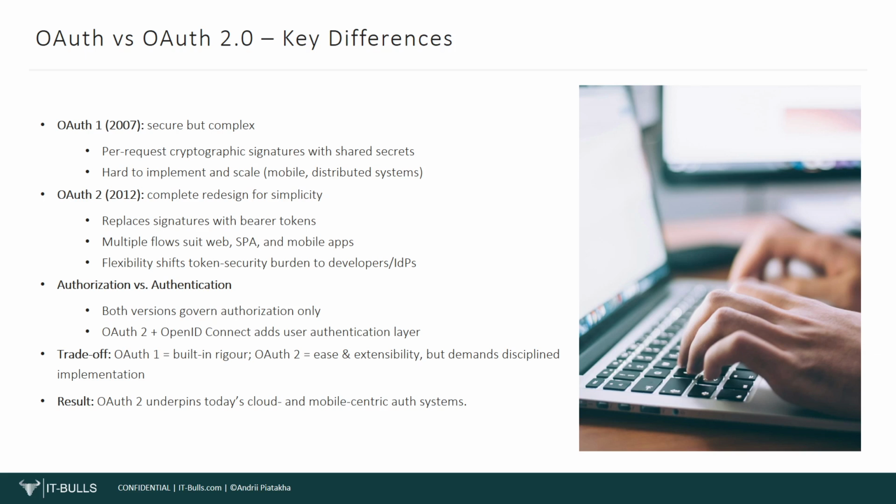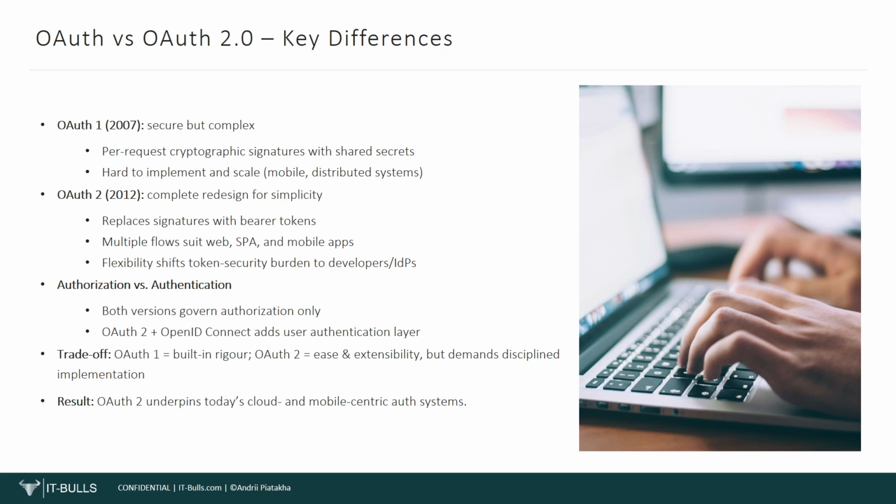OAuth was originally introduced as a way to delegate access safely. The first version, OAuth 1, was quite secure in its intentions, but also quite complex. It relied heavily on cryptographic signing of requests using shared secrets and required both the client and server to implement a complicated signature algorithm for every interaction. While it worked, it was not developer-friendly and proved difficult to maintain and scale, especially as applications grew more distributed and mobile platforms entered the scene.